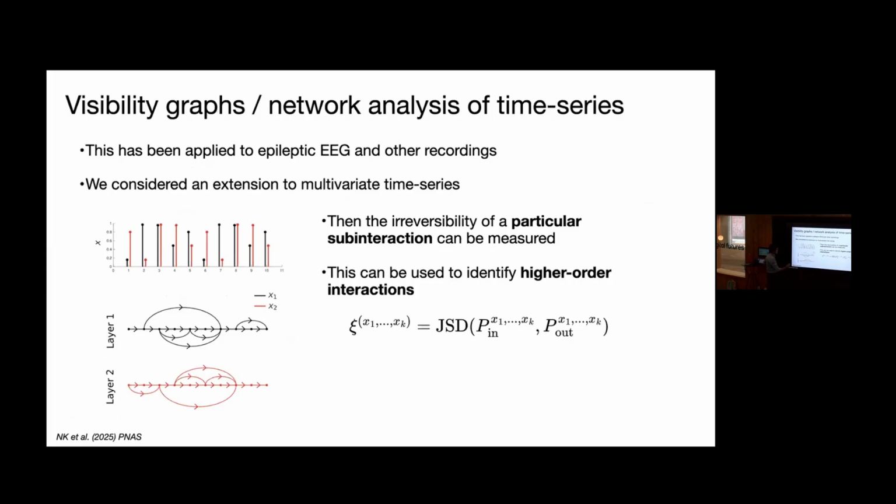We generalized it to multivariate dynamics. What happens in the multivariate case is you have, say, two variables over time, x1 and x2. Each one becomes a layer in a multi-layer network. So you do the same thing for each variable alone, and you have a multi-layer graph. Okay. Then we wanted to figure out the irreversibility of a particular interaction. So what's the irreversibility between these three or these four regions in the brain? And so you make a joint in-degree and a joint out-degree distribution, and you measure the divergence between the two.